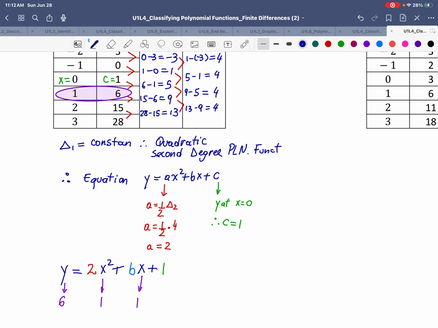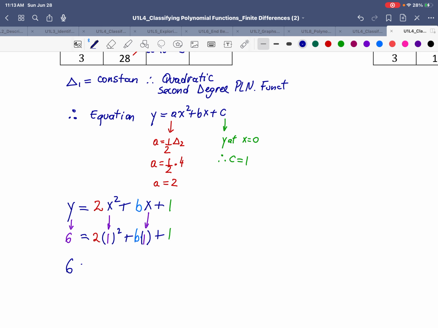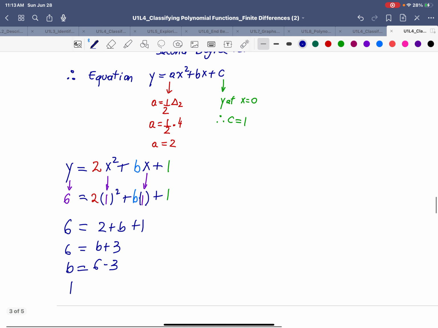So we're going to rewrite that same equation. We have the a value of 2. 1 is brought to the power of 2, plus b that we don't know, so we're going to leave it as is, times 1, and then plus the value of 1 here. As you can see, we have only one variable. So we have 6 equals 2 plus b plus 1, or 6 equals b plus 3, which will make the value of b equal to 6 minus 3, or simply equal to 3.